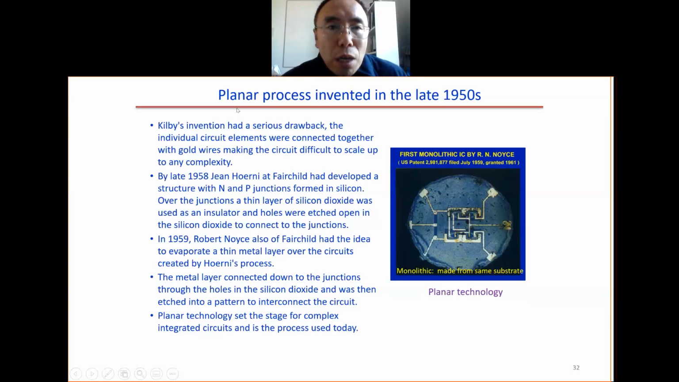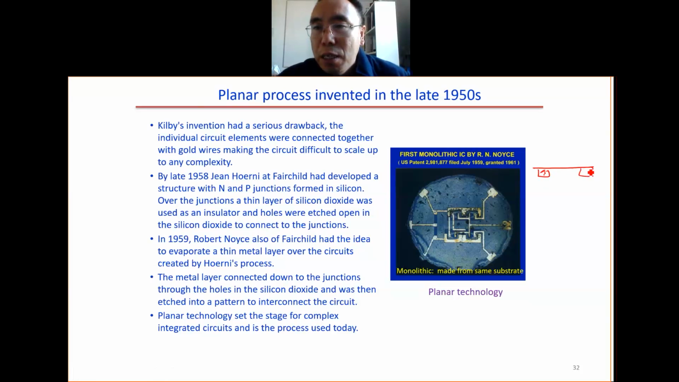So in 1958, they developed something called the planar process. This is the big breakthrough. We use the planar process. You can see it is planar. We no longer have the gold wires flowing on top. So how do we make the wire connections? It is something like this.